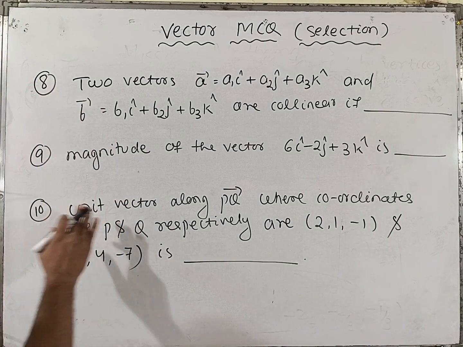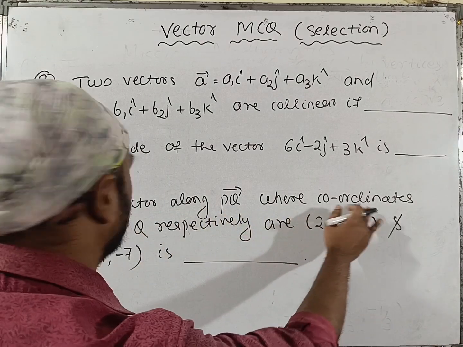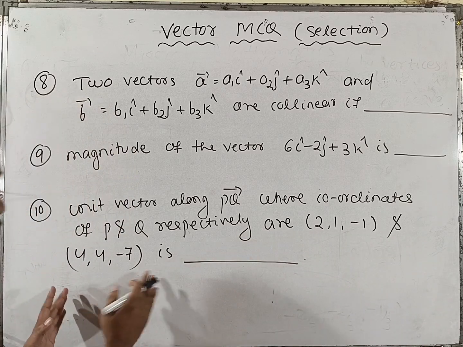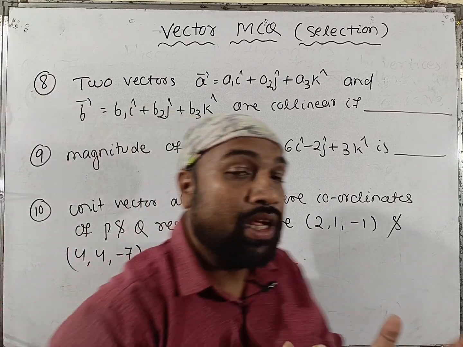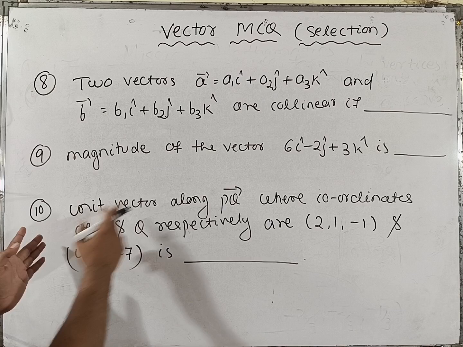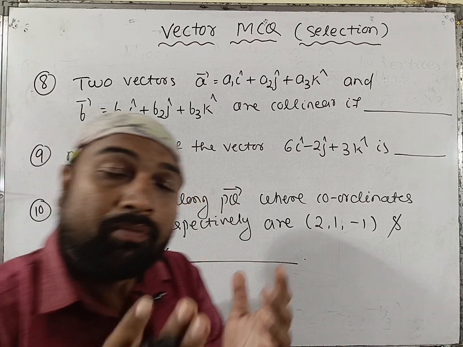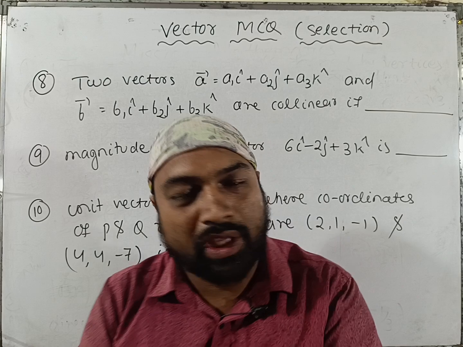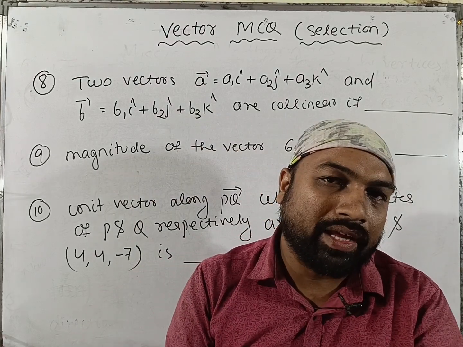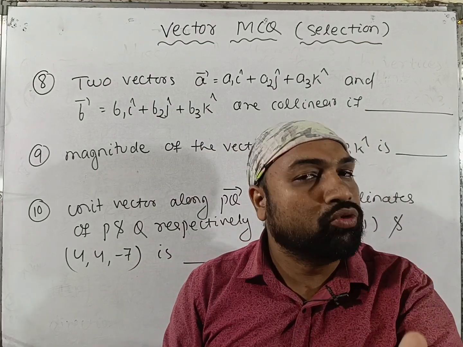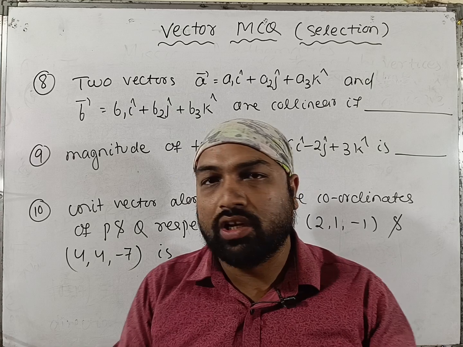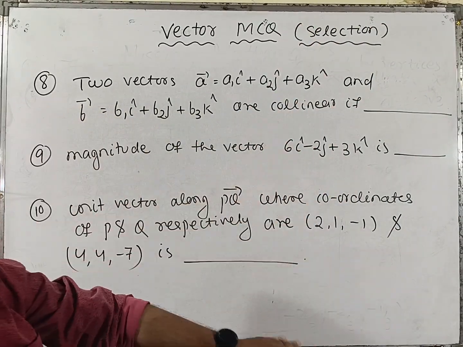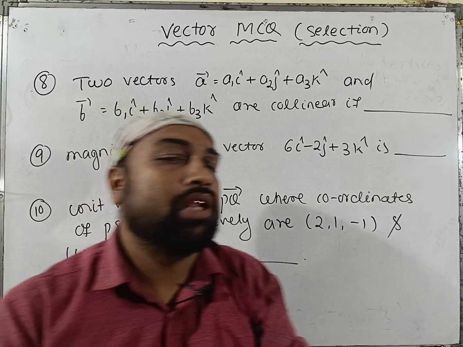Then question number 10. The unit vector along PQ vector, where the coordinates of P and Q respectively are 2, 1, minus 1 and 4, 4, minus 7, is dash. Here you have to find out the unit vector along PQ vector. That means first of all you have to find out the PQ vector, then you have to find out the magnitude, and then you have to use the appropriate formula of a unit vector, and then you will get the answer. So just solve these three problems, these are homework for you, and put your answer in my comment box.